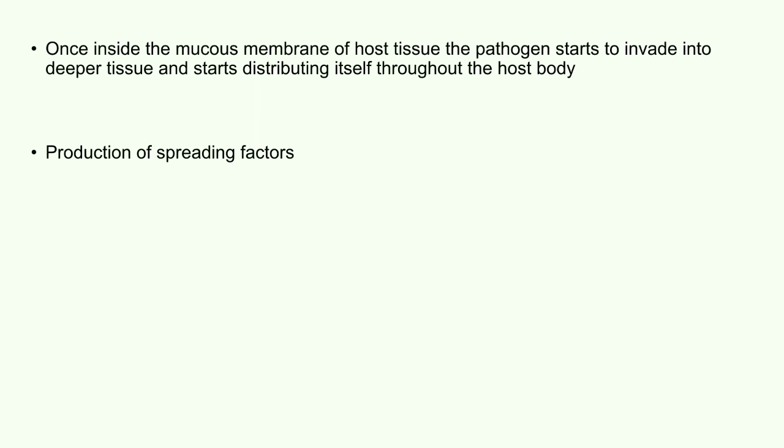Once under the mucous membrane, the bacterial pathogen may penetrate into deeper tissue and continue to spread, disseminating throughout the body of the host. One way the pathogen does this is by producing specific products or enzymes to promote its own spreading. These products can be virulent factors or enzymes.